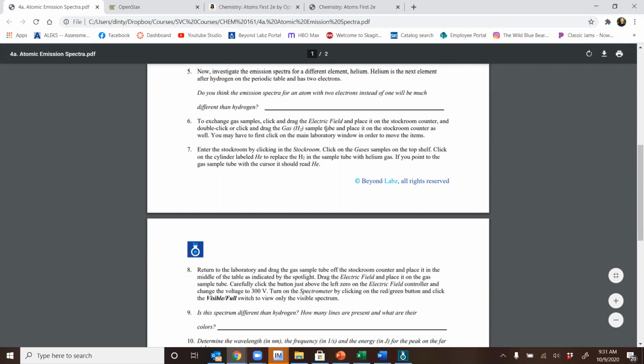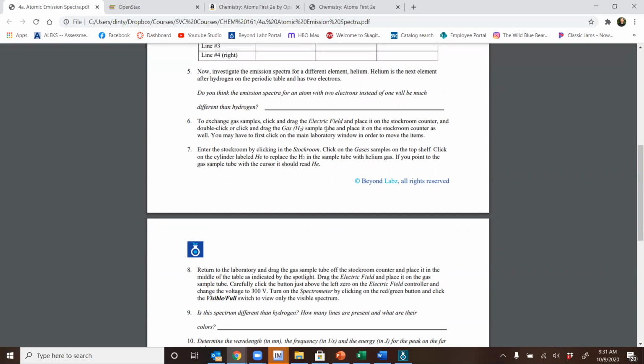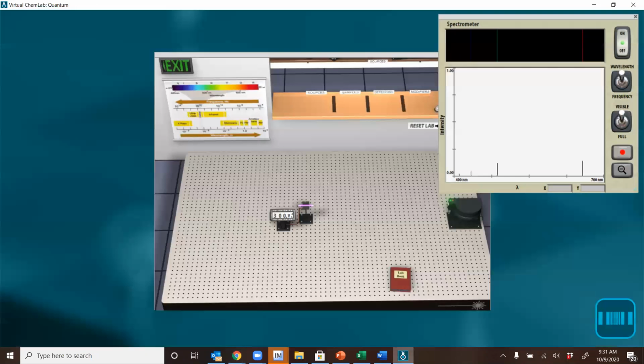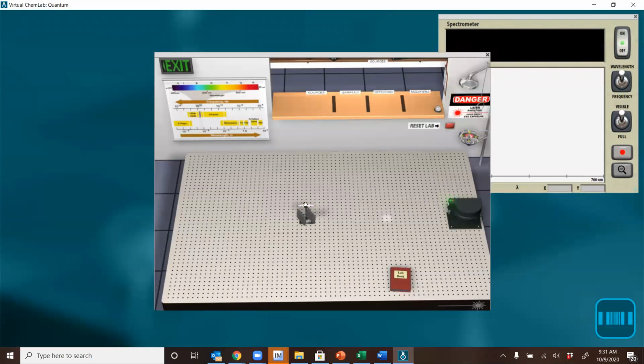All right, so we have to click and drag the electric field, place it on the stockroom counter, and then drag the H2 gas sample and move it to the counter as well. So I took my apparatus to excite the atoms and put it on the stockroom counter. I put my sample on the counter as well.